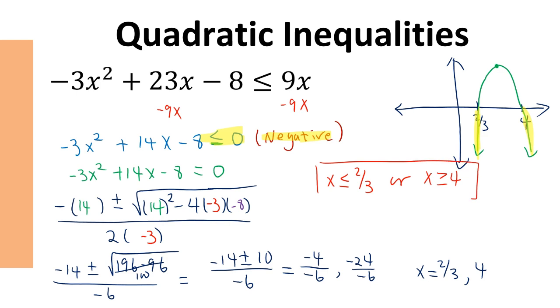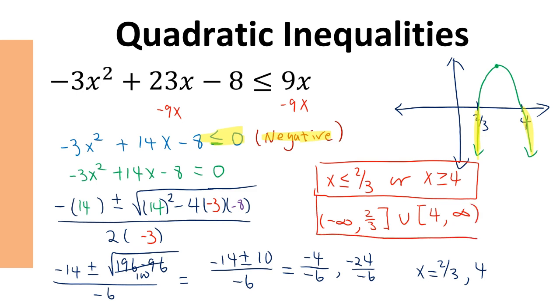If you want to write your answer in interval notation, because the first part of the graph is on the left side, you start with negative infinity to 2/3, and you use a bracket because of the equal bar. Union means or, and then you start at 4, and it goes to positive infinity. And that's the answer in interval notation.